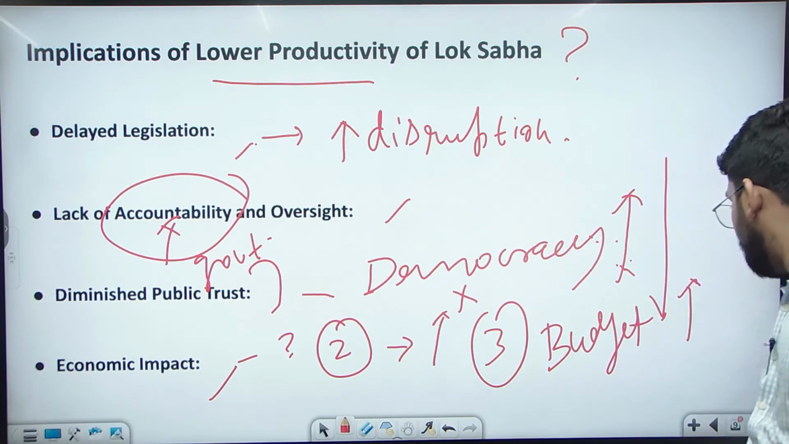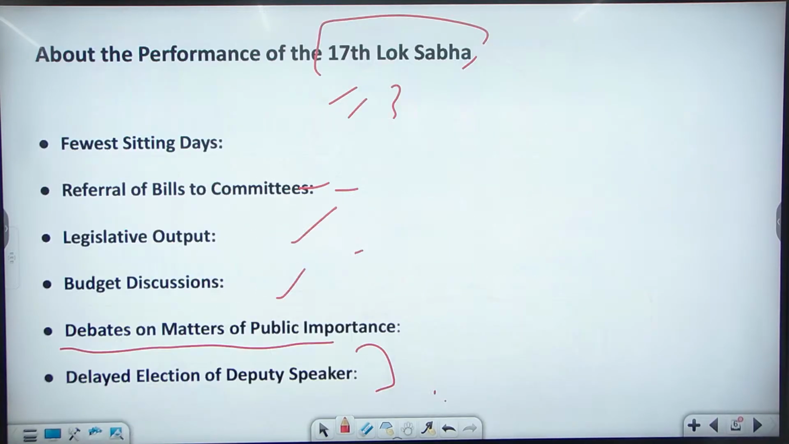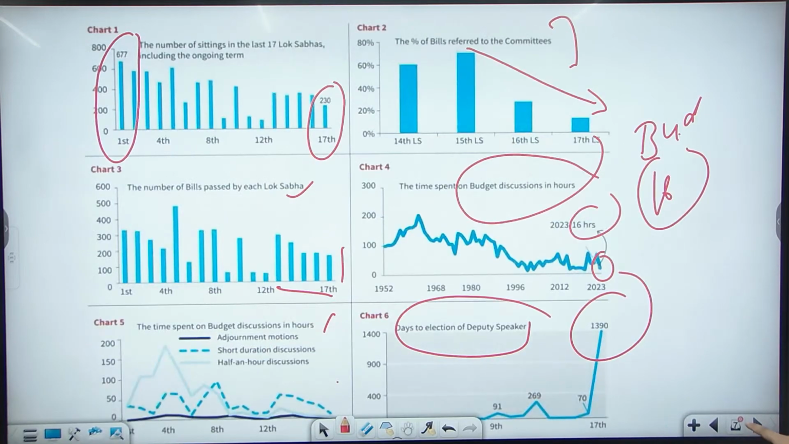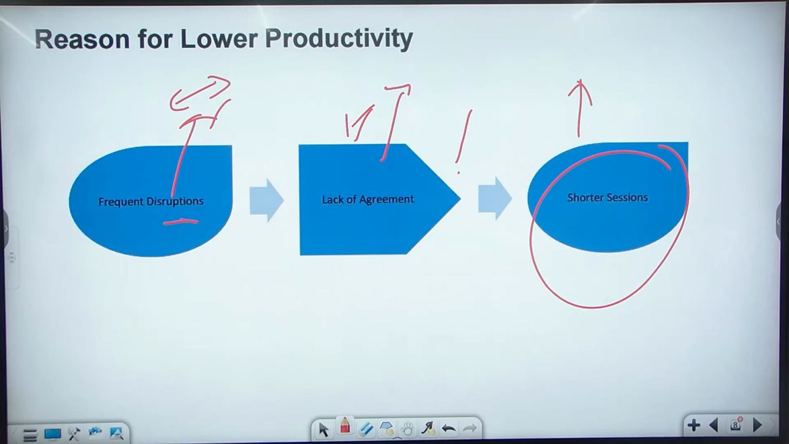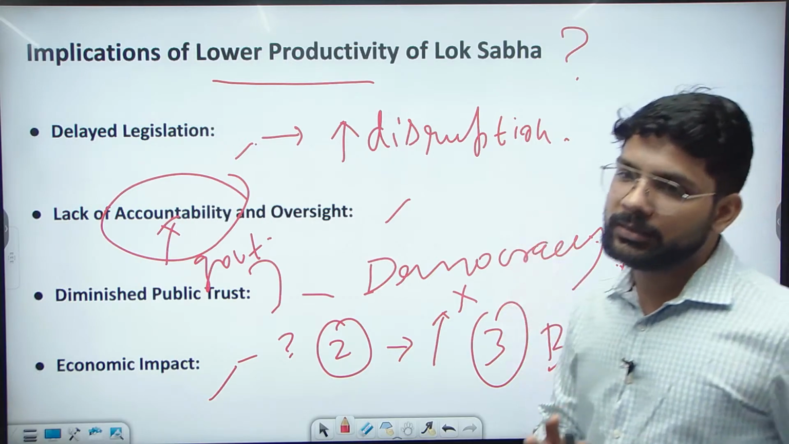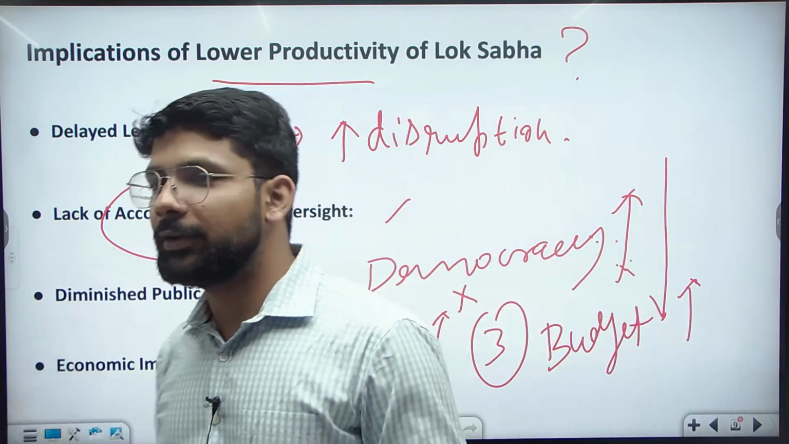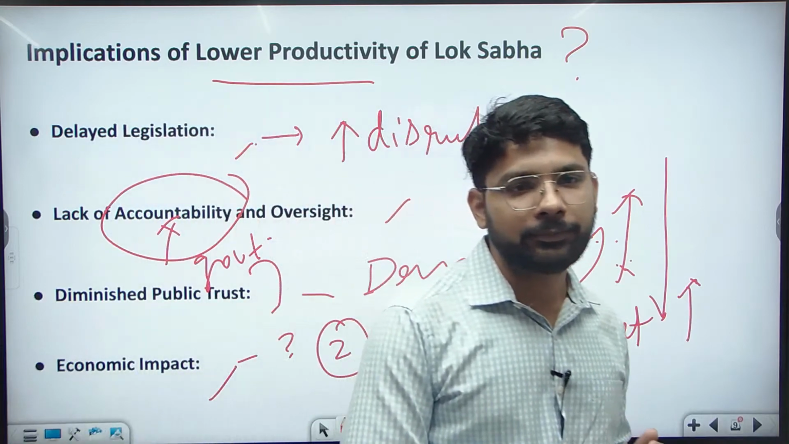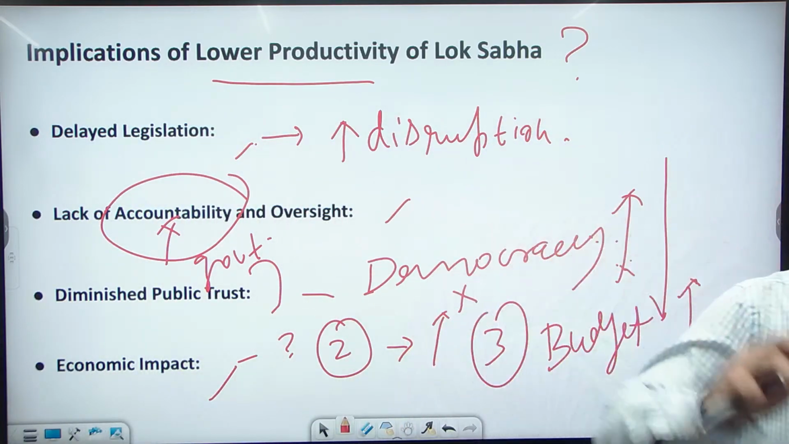Okay, so in this topic, we discuss three things. One is the performance of the Lok Sabha. Second, reasons for the lower productivity. Third, implications of the lower productivity. What are the reasons? क्या implication हो सकते हैं for the lower productivity? So these points you can directly mention in your answer if there is a question related to the productivity of the Lok Sabha or the Parliament. Through the direct data you can quote in your answers.